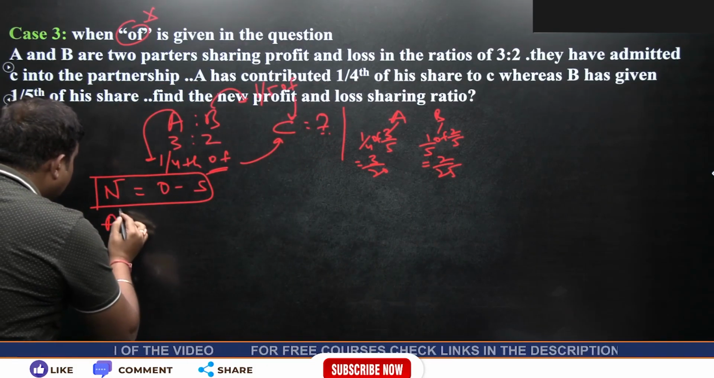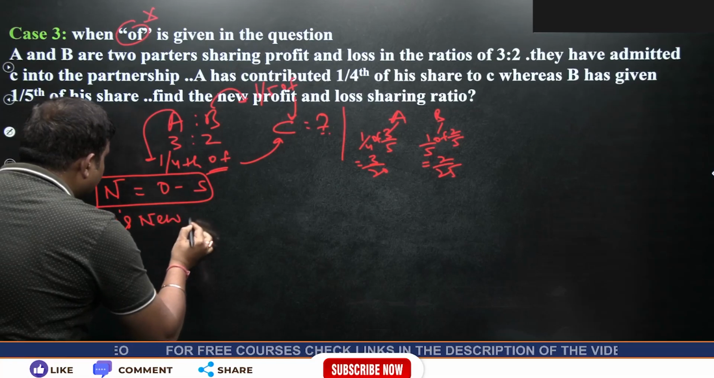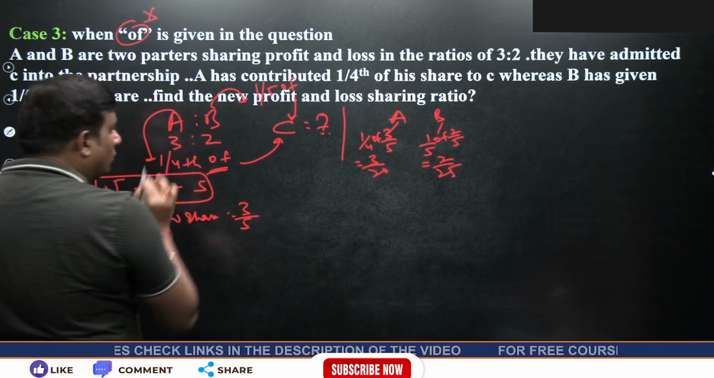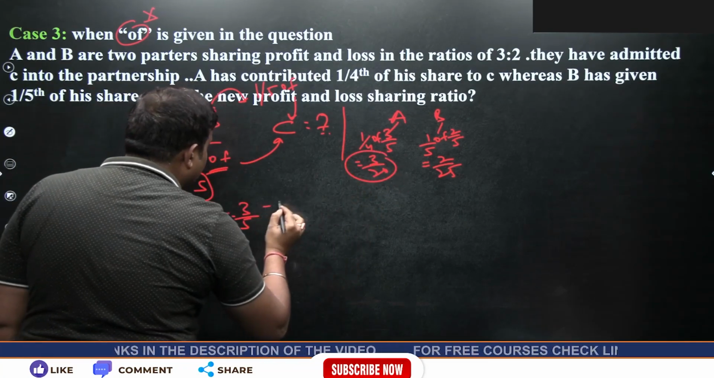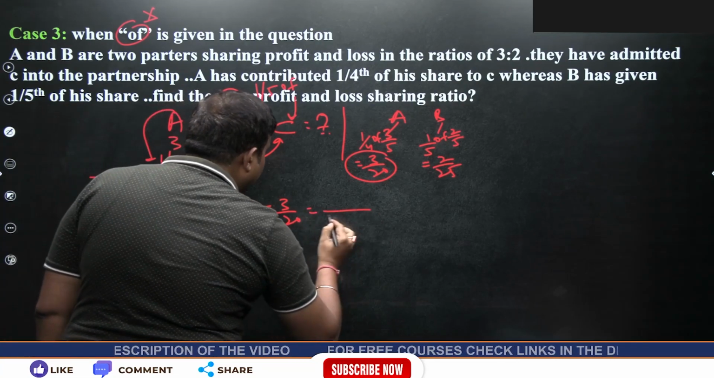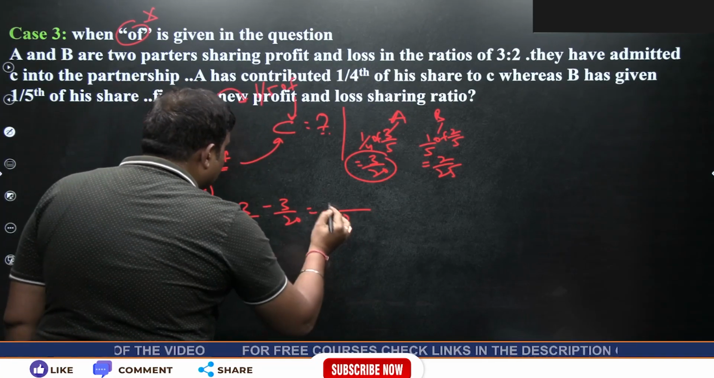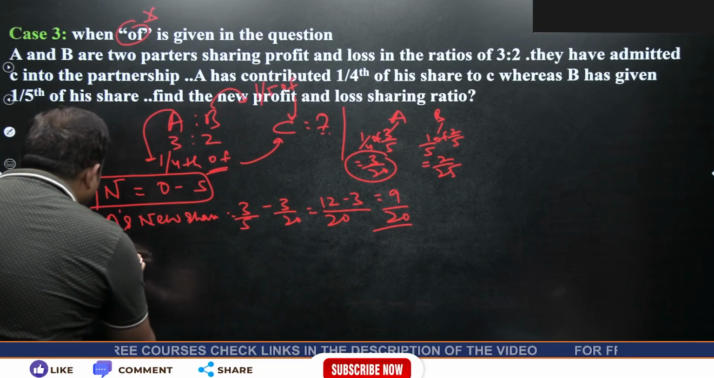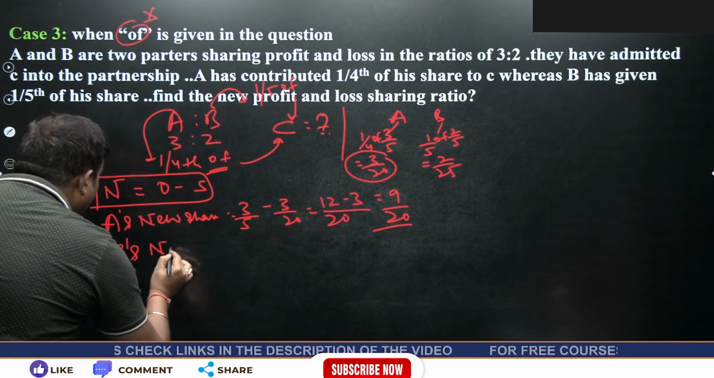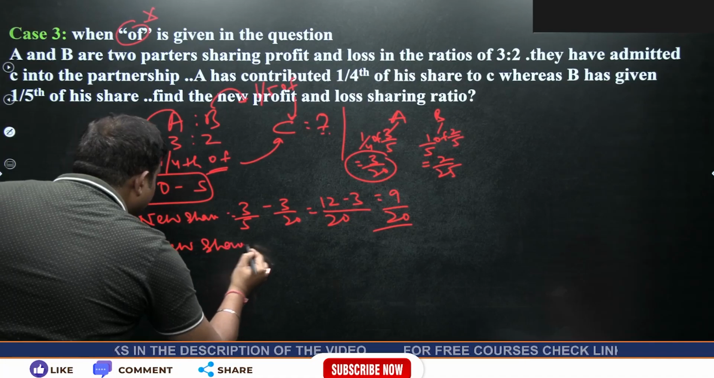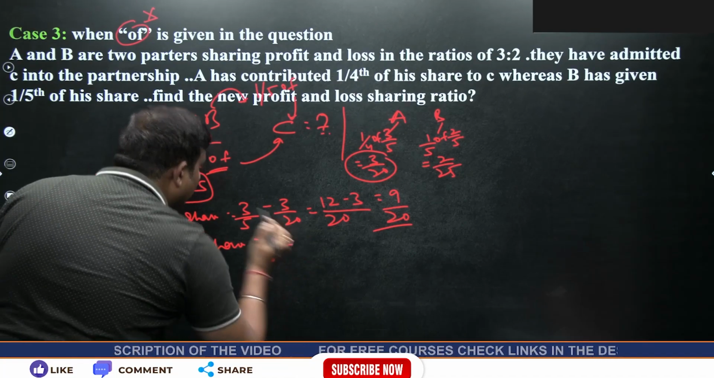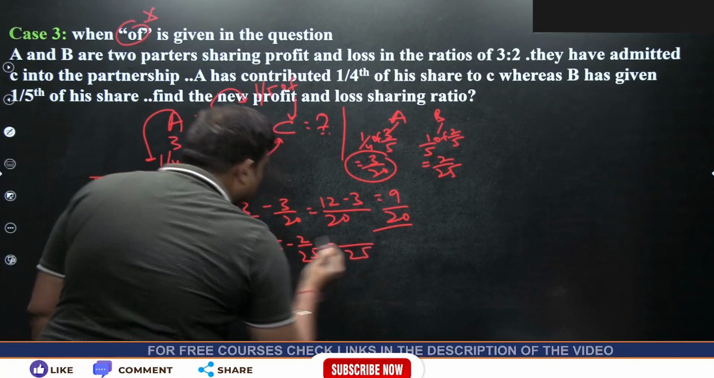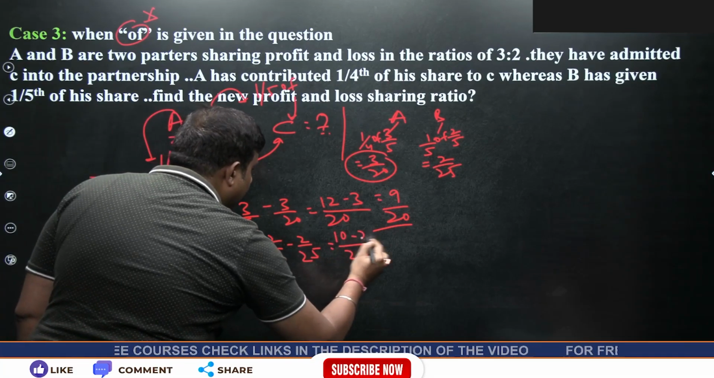So in order to ascertain A's new share, I can take A's old share as 3/5, which is already given, and he has sacrificed 3/20. If you simplify this, you will find A's new share. So it should be 12 minus 3, so that should be 9/20. Similarly, we can calculate for B also. So it should be 2/5 minus 2/25. So this is 25. 2 5s are 10, minus 2.